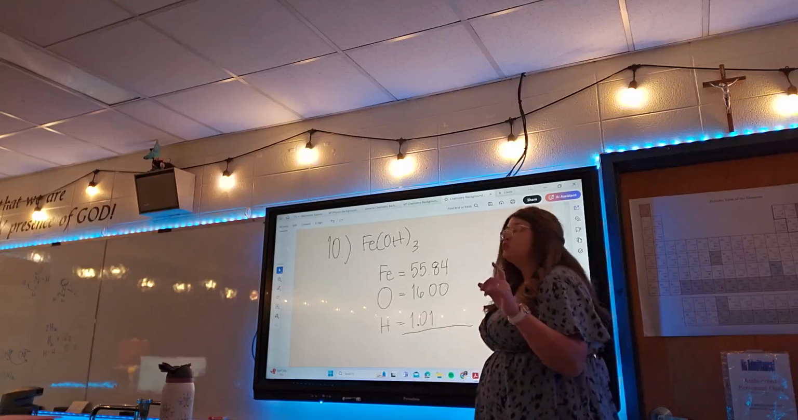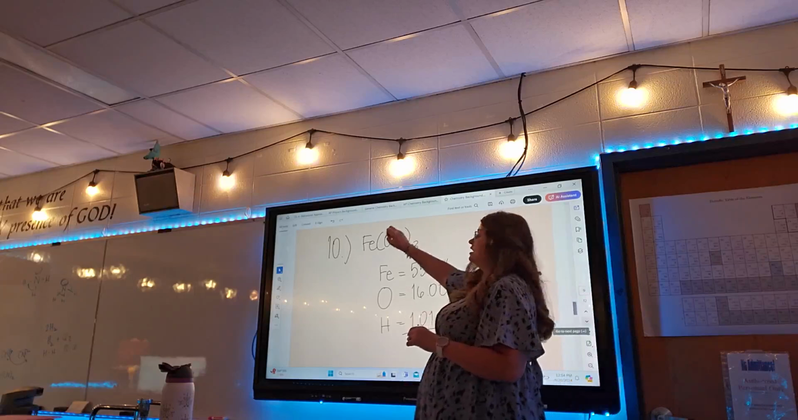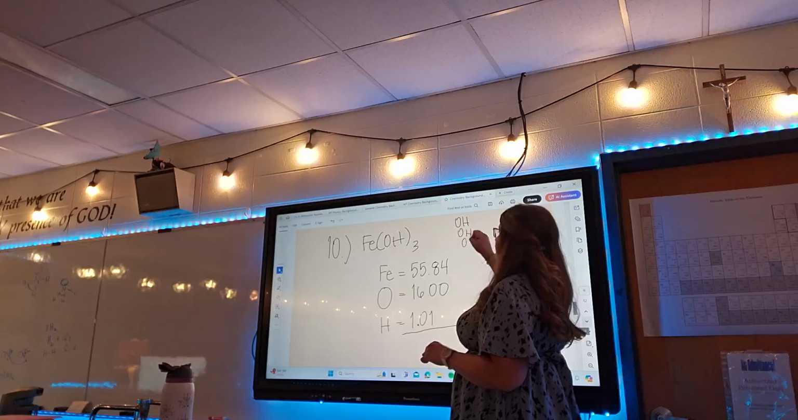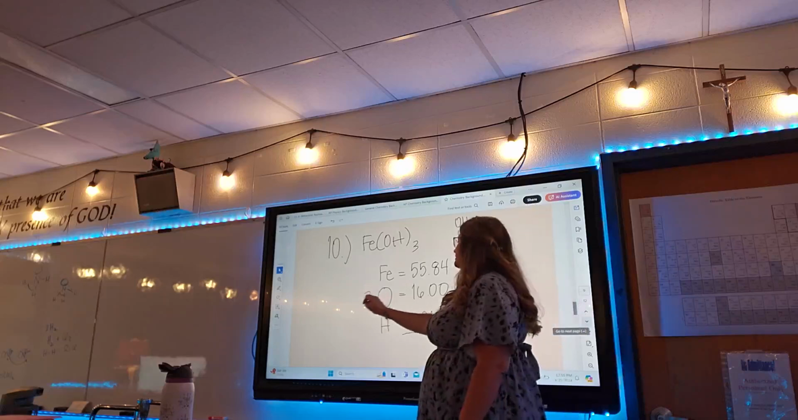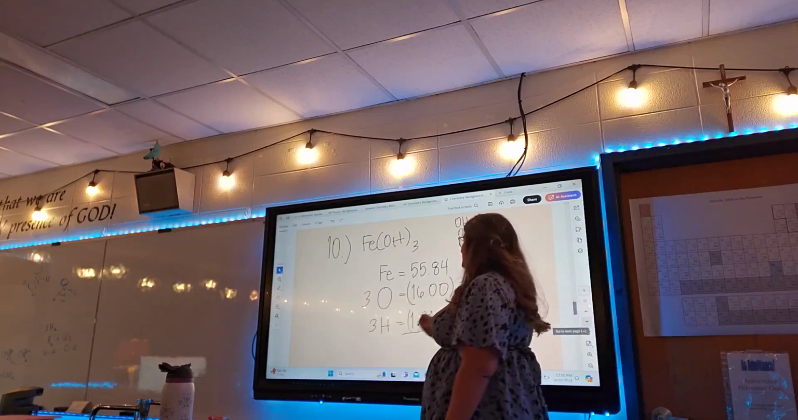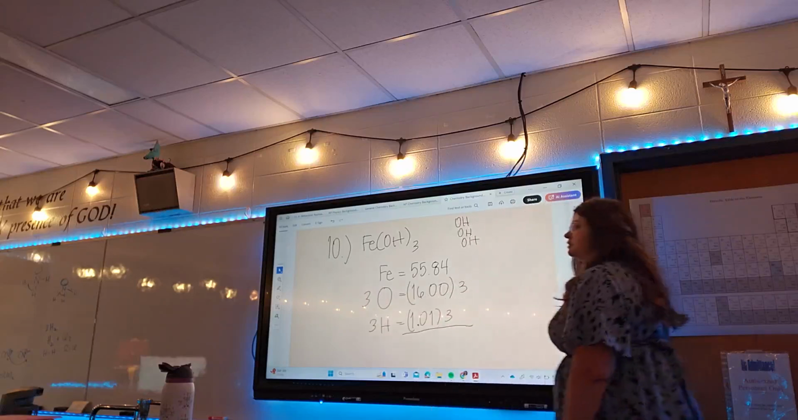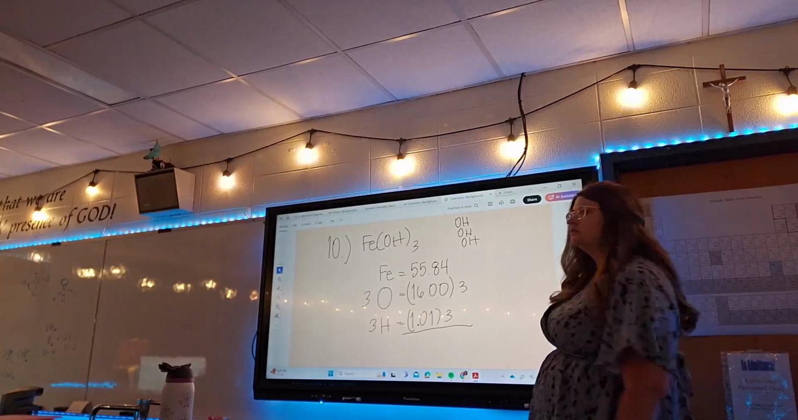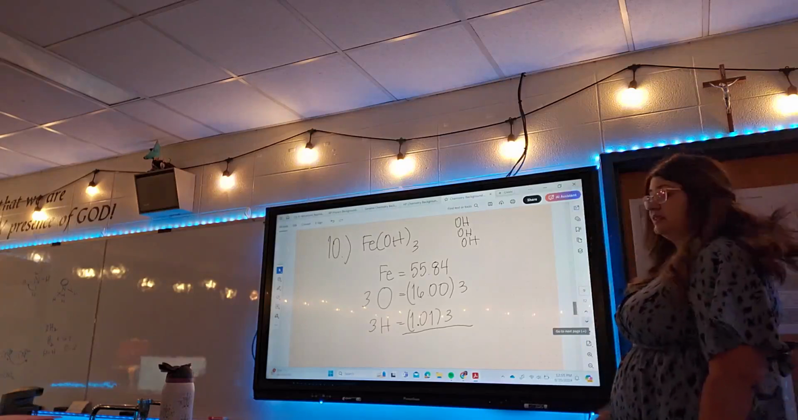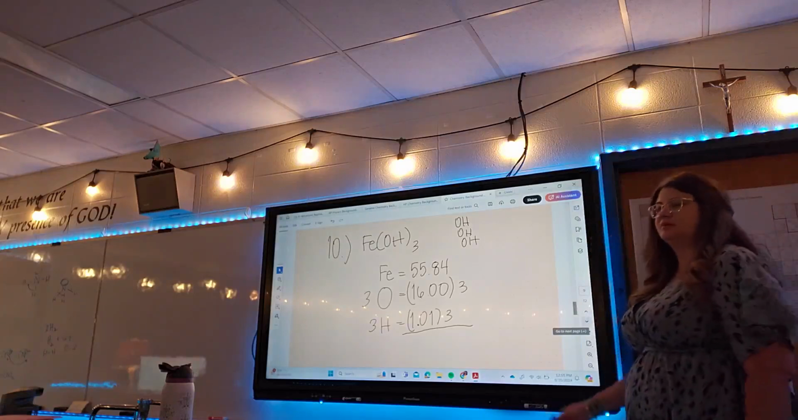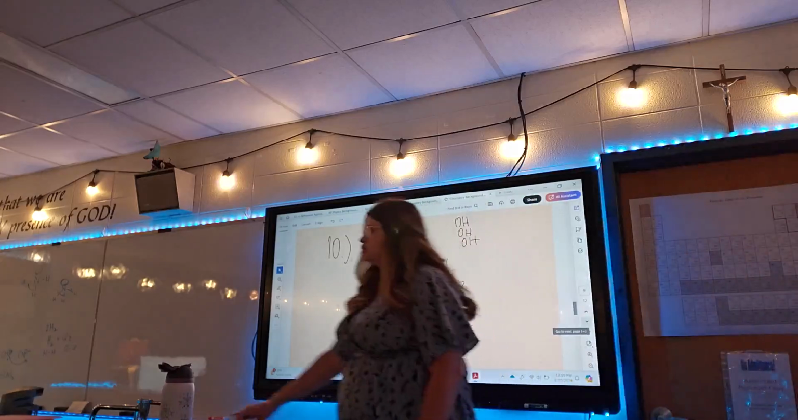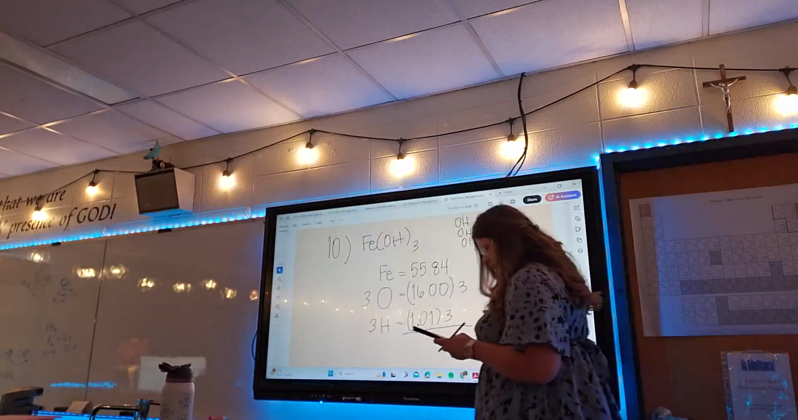We can't. So we need to know what this 3 means outside the parentheses. It means really that you've got 3 of this whole thing. You have to multiply the oxygen by 3 and the hydrogens by 3. I'm a lazy person, so I'm not willing to type that many things in my calculator. So for this problem, you should get as an answer, anybody?